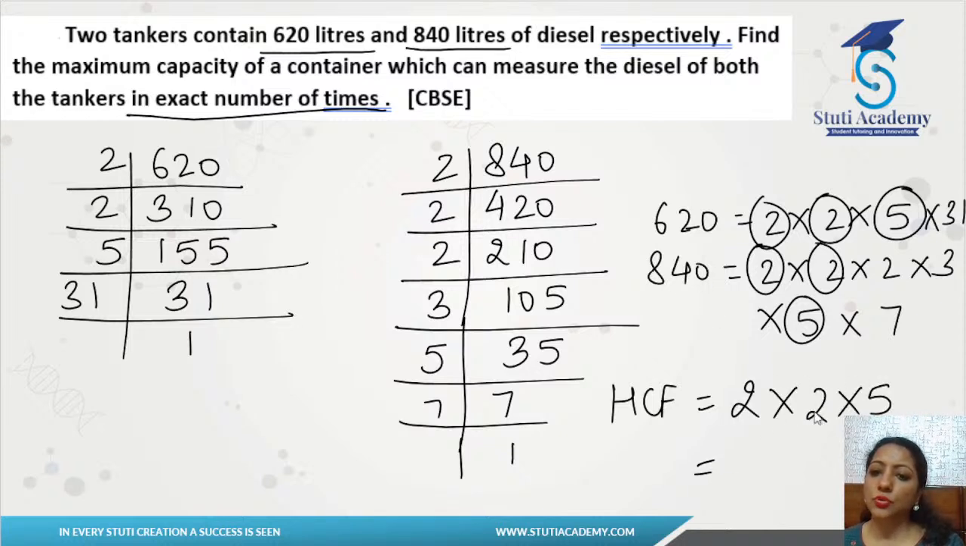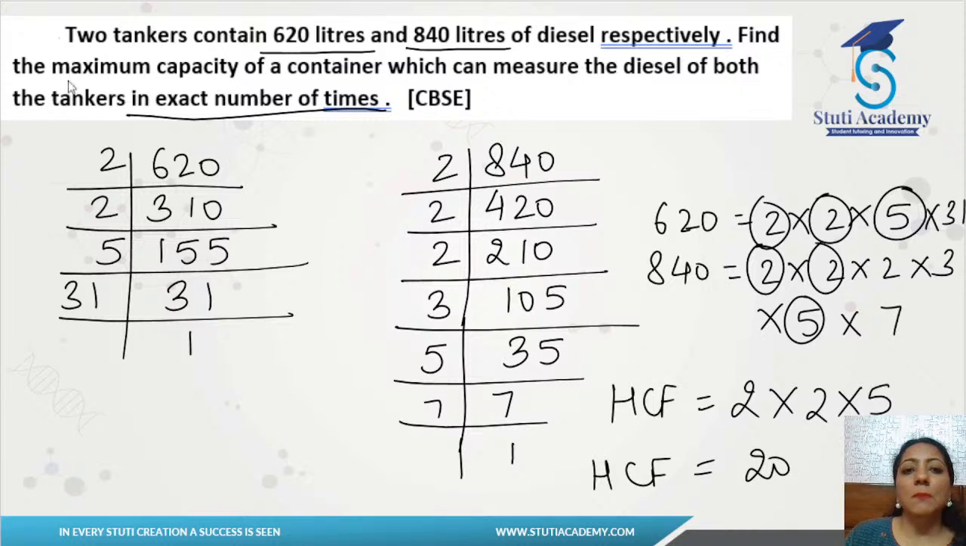That is how much? 2 into 2, 4. 4 into 5, 20. So the HCF is 20. That means the maximum capacity of the container which can measure the diesel of both the tankers in exact number of times is 20 liters. Please notice when you write the concluding statement, do write 20 liters. You have to write units also. Units carry marks in the exam.